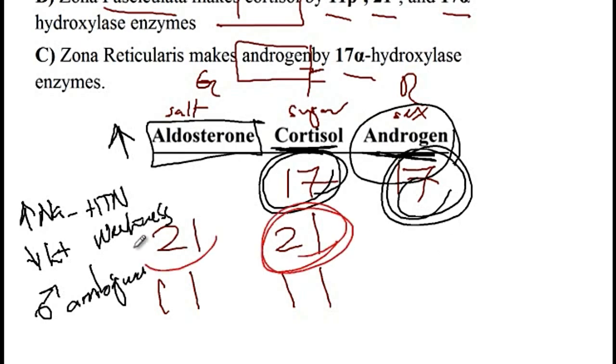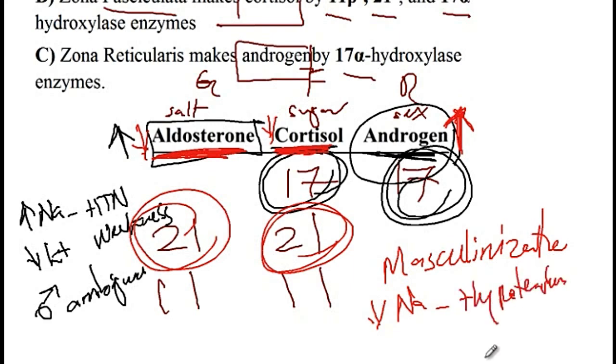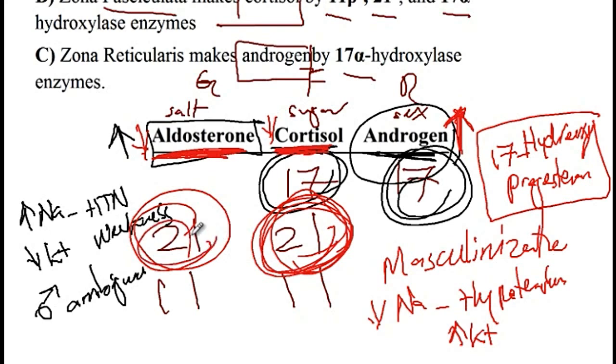21 hydroxylase deficiency will cause lack of cortisol and lack of aldosterone, but then there would be increased androgen production. So since there is increased androgen, these patients will present with masculinization. But again, since there is a low level of cortisol and a low level of aldosterone, there would be low salt, and thus these patients present with hypotension, and then there would be increased potassium. Now, one way to detect this 21 hydroxylase deficiency is to look for the level of 17 hydroxyprogesterone in the serum, and that's one diagnostic tool for 21 hydroxylase deficiency.